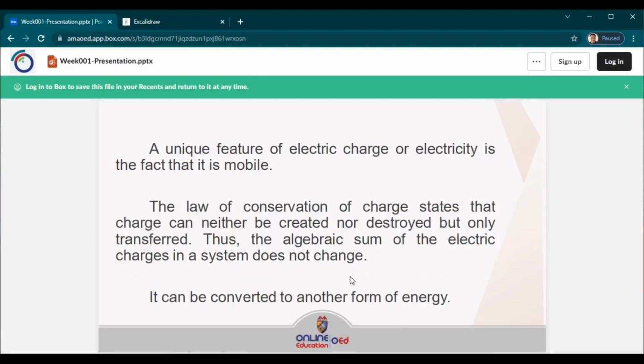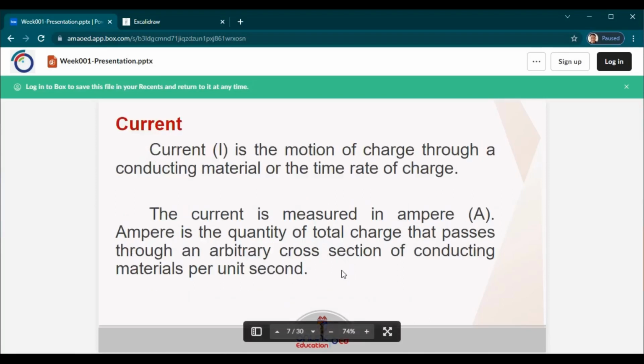A unique feature of electric charge or electricity is the fact that it is mobile. The law of conservation of charge states that charge can neither be created nor destroyed, but only transferred. Thus, the algebraic sum of the electric charges in a system does not change. It can be converted to another form of energy. Okay, so that's it for charge.